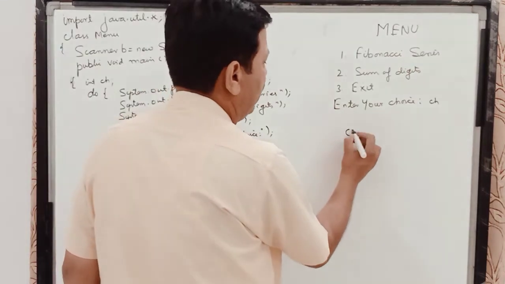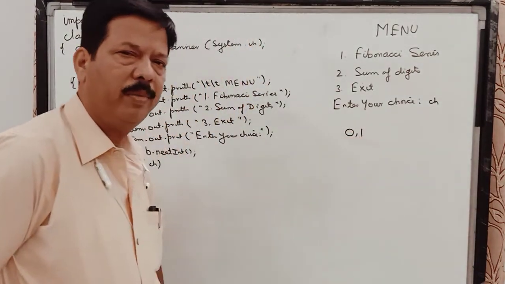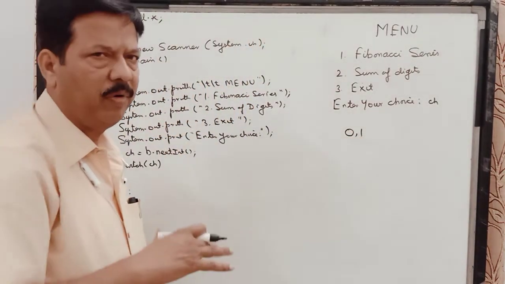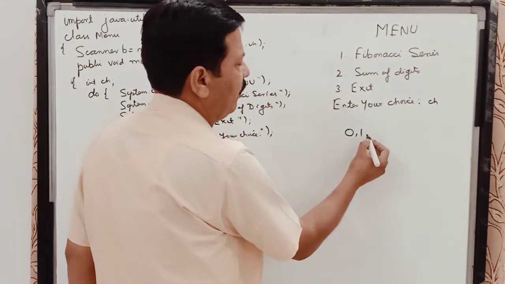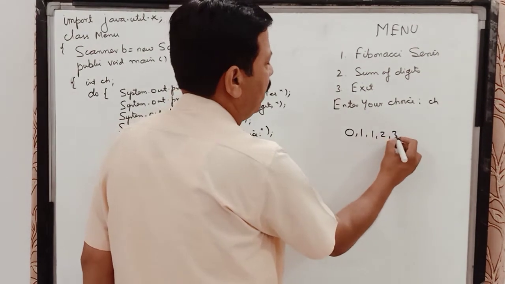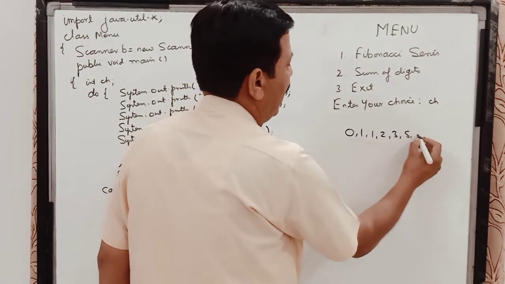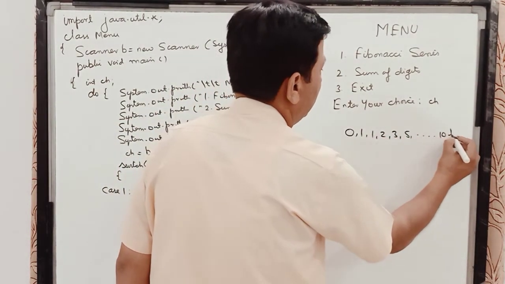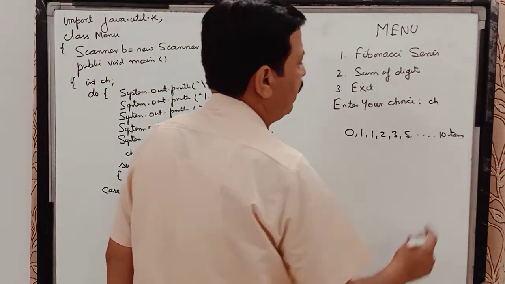Fibonacci series, it is saying that it is 0, 1, these are the two numbers, and the next number is the sum of the previous two numbers. So 0 plus 1 is 1, then 1 plus 1 is 2, then 2 plus 1 is 3, 3 plus 2 is 5, and in this way you have to print 10 terms. That is what it is asking us.